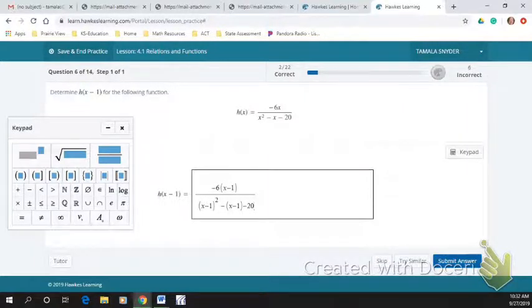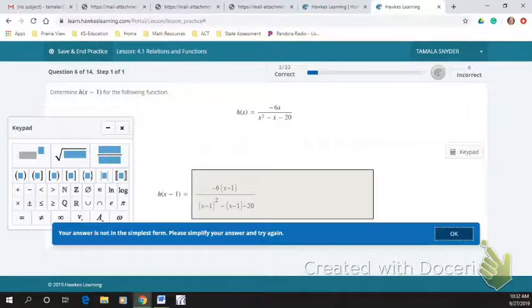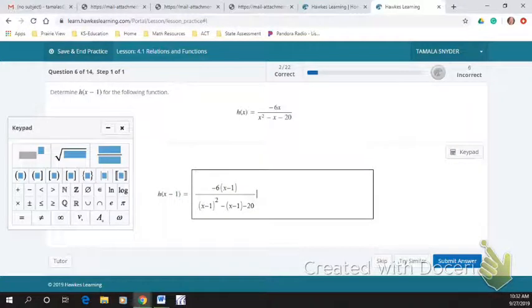So we're going to see if it will take it like that so that we don't have to simplify it. Doesn't like it. It says it's not in the simplest form. Okay, so they want it, well, that's good to know. Okay, so we actually need to simplify that thing. So I have negative 6 times x minus 1 over x minus 1 squared minus x minus 1 minus 20.